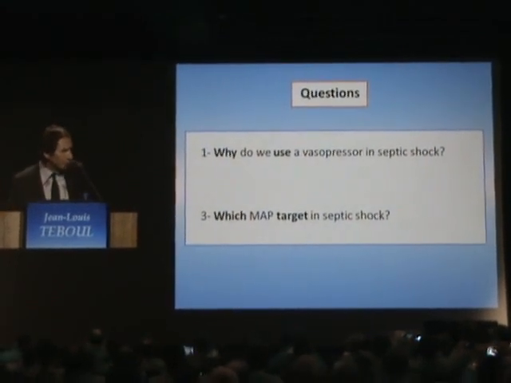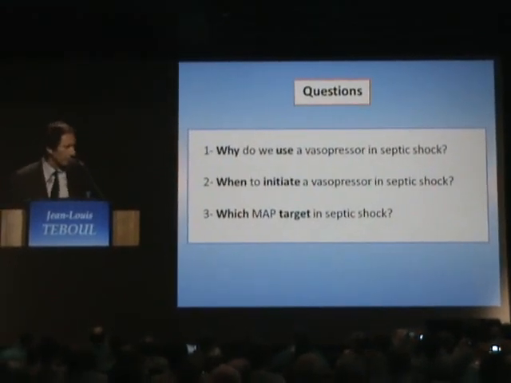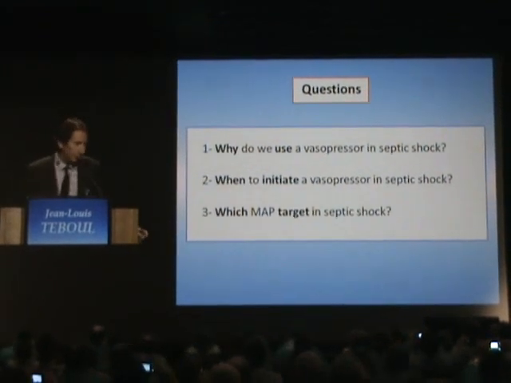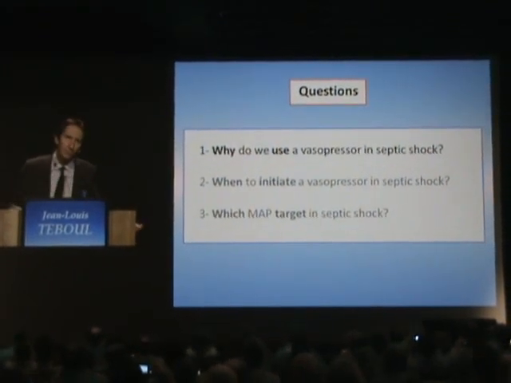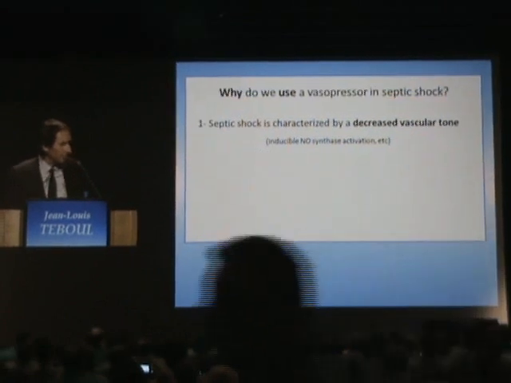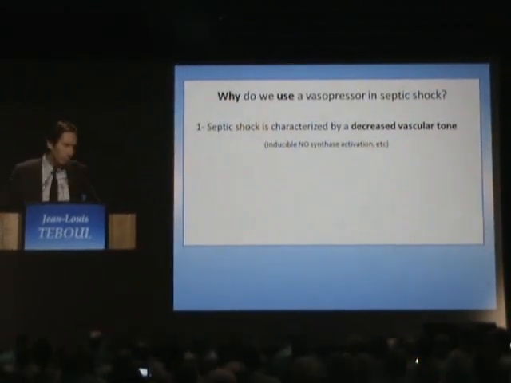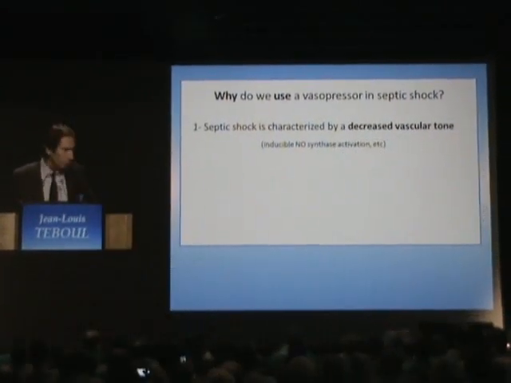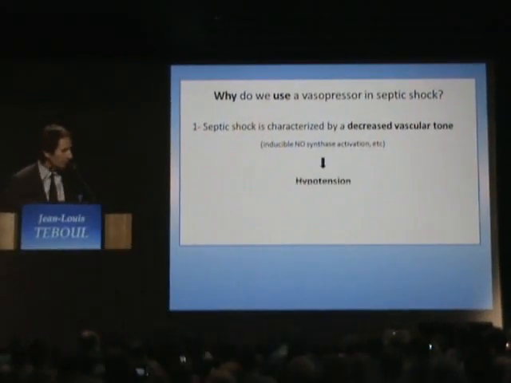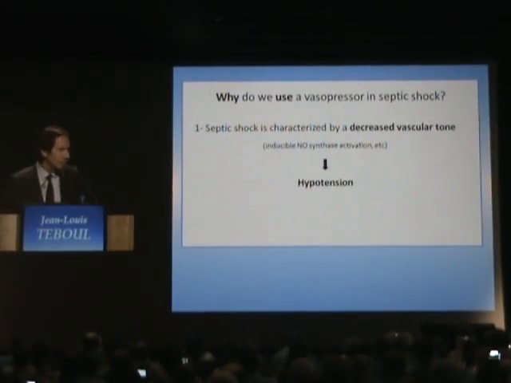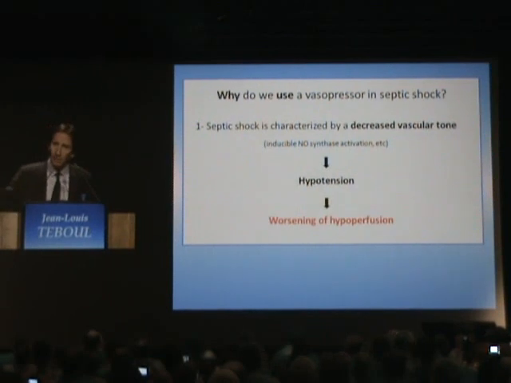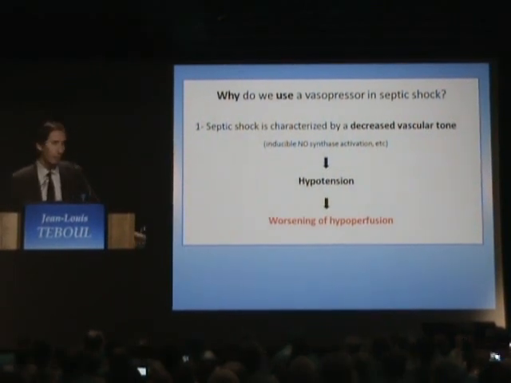The first one is why do we use a vasopressor in septic shock, and when to initiate a vasopressor in septic shock. The first question is easy to understand and easy to answer because, in fact, septic shock is characterized by a decreased vascular tone due to many mediators. And this will result in hypotension, and this hypotension can worsen organ perfusion.